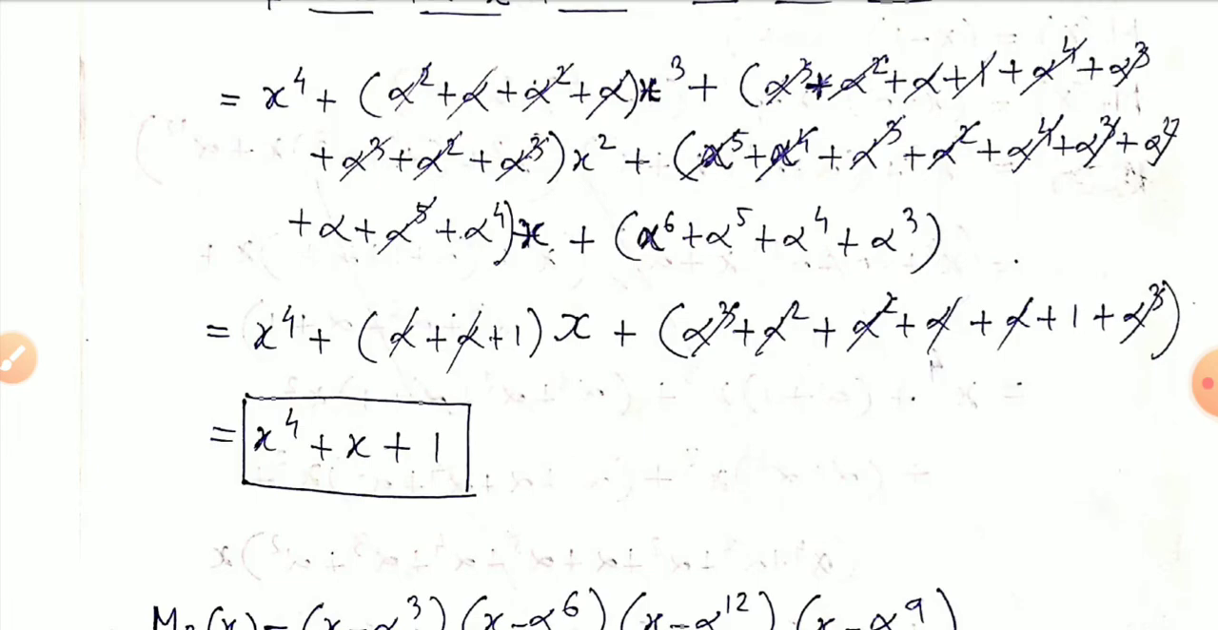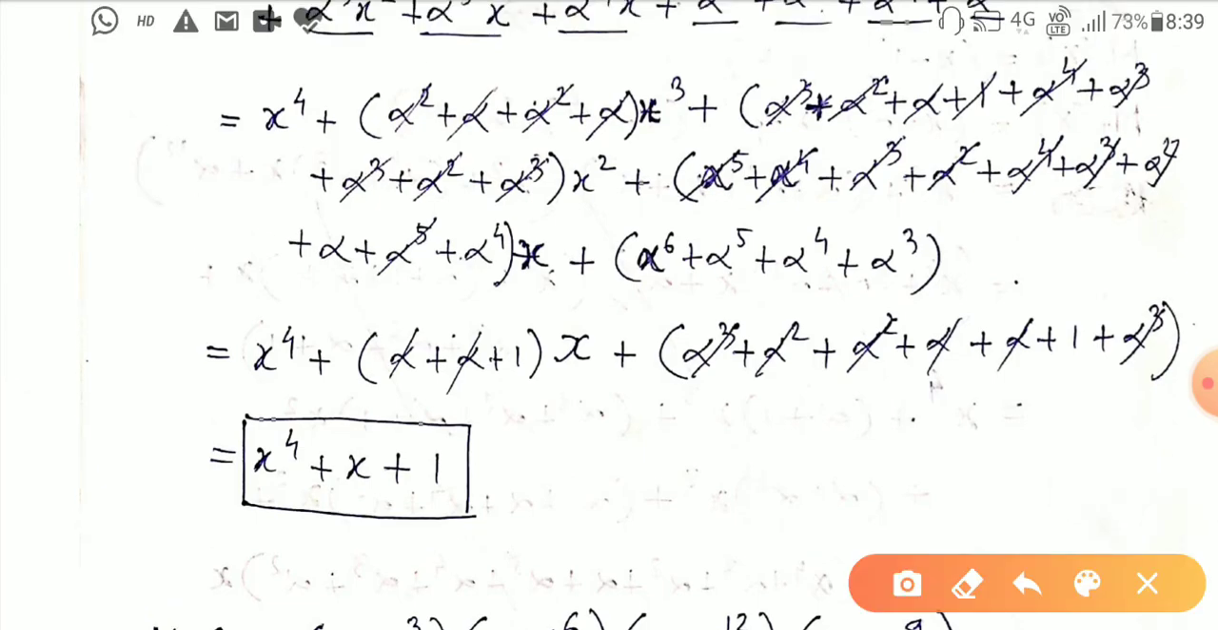In this case, for the first one, this is alpha x to the power of 4, then alpha plus alpha. So they will be obsolete each other, so only x will be present. So this is written as such.